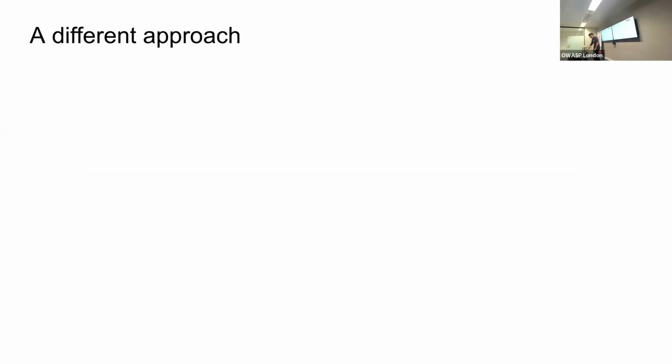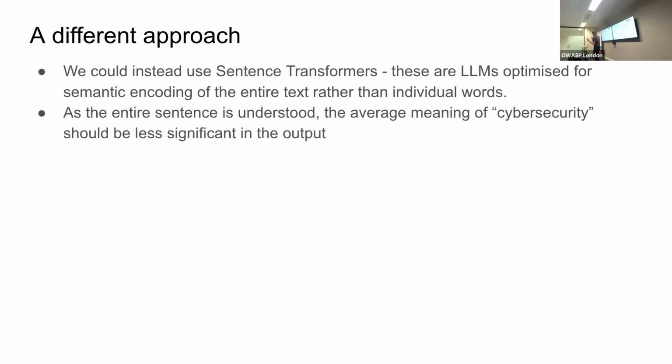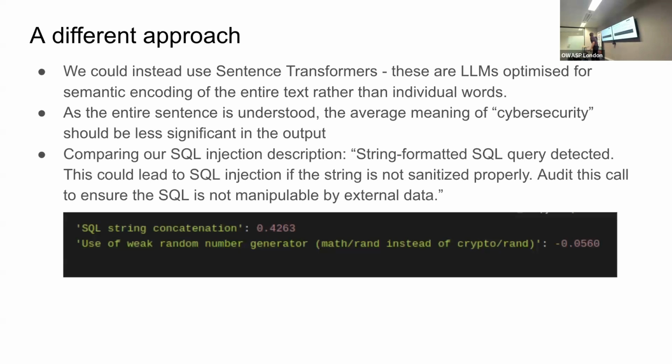Moving onwards, we can now use a more traditional LLM. So in this case, a sentence transformer. And these are LLMs specifically optimized to look at the meanings of sentences and encode it into a vector again. And this does it for the entire text rather than individual words. So here, the fact that it's cybersecurity should be a lot less significant, and it should more understand actually what's going on. And we got a long example again.